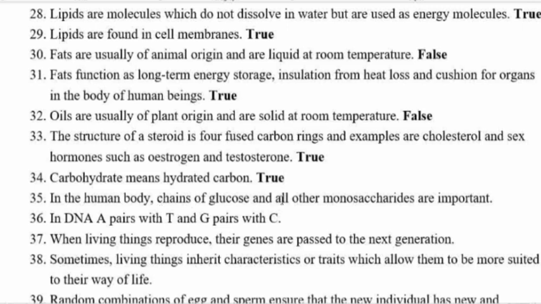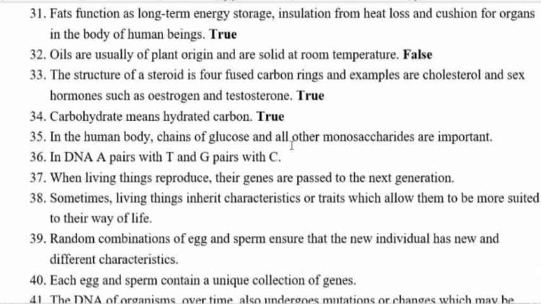Now, question number 35. In the human body, chains of glucose and all other monosaccharides are important. Is this one true? Okay, this one is false. Why would we say this one is false? Whilst it is true that in the human body chains of glucose are important, it is not true that all other monosaccharides are important. So the correct statement would be: in the human body, only chains of glucose are important.